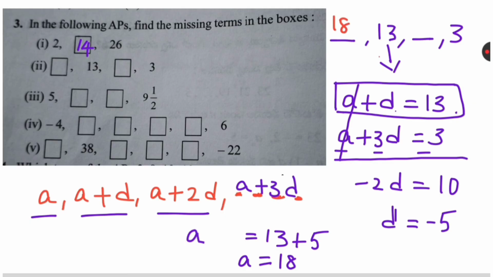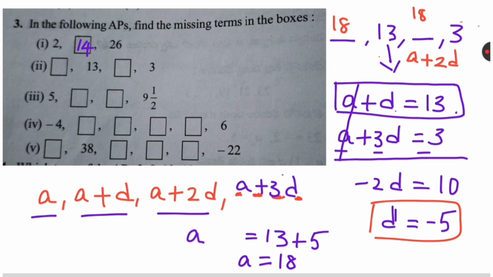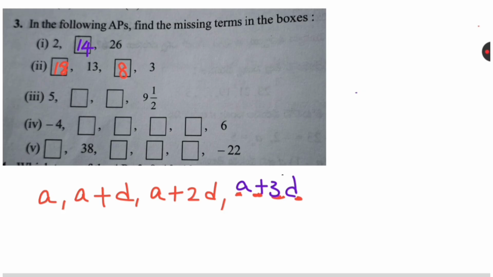The third term is in the form of a plus 2d, isn't it? So a is 18 plus 2 times the d value, which is minus 5. 2 times minus 5 gives minus 10. 18 minus 10 gives 8. So the third term is 8. Let's see the third question. The first term is 5. The second term we need to find out, and the third term we need to find out.